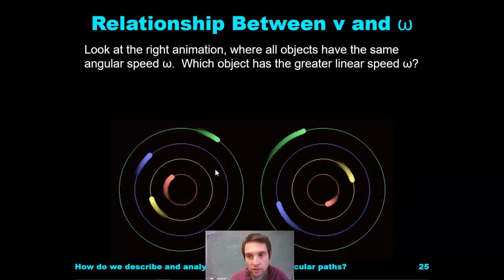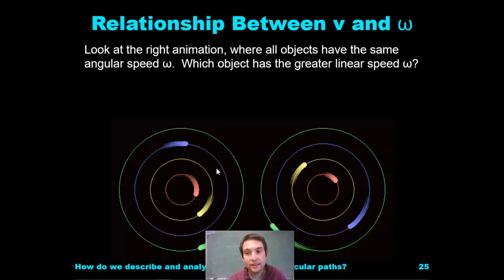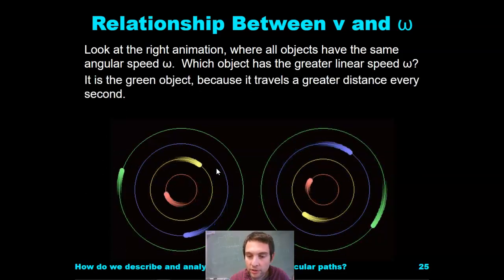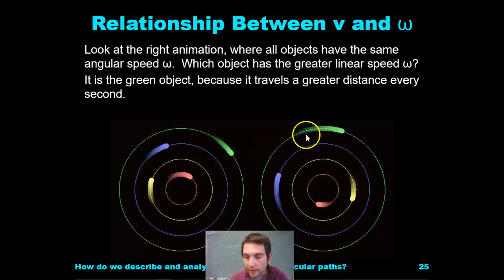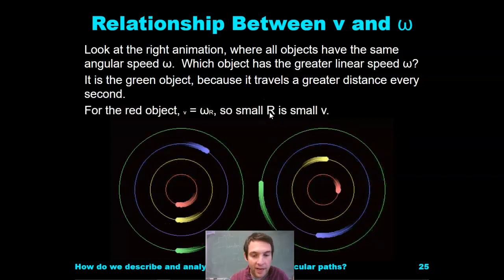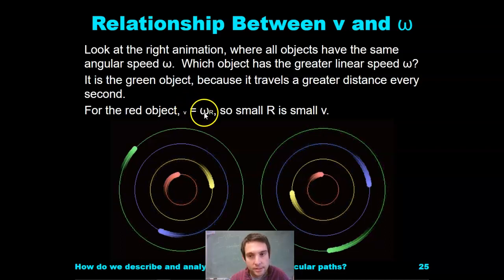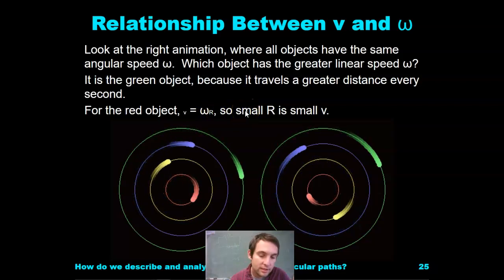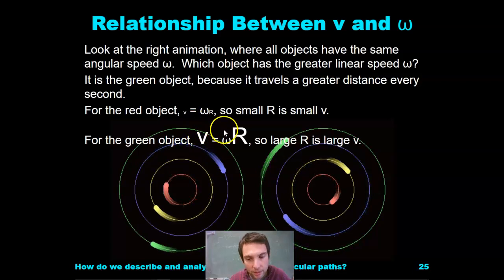On the right animation, all objects have the same angular speed. Which object has the greatest linear speed? It's the green object because it travels a greater distance every second. Right? So every second that goes by, it's covering more ground. For the red object, little v equals same omega times r. So small r is a small v. For the green object, big v because of the big r.